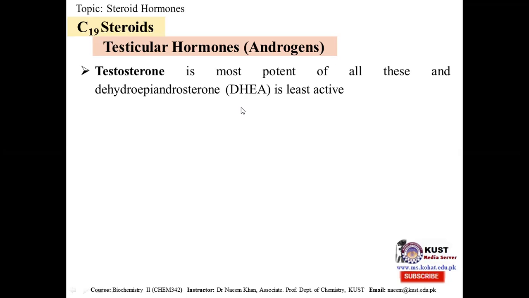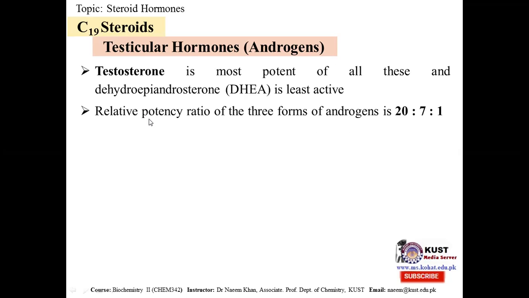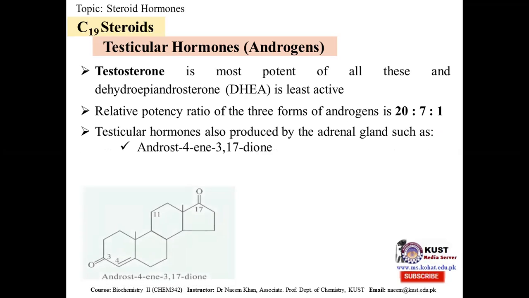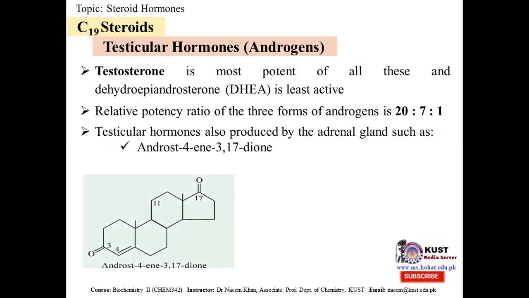The relative potency ratio of the three forms of androgen is 20:1. So it means testosterone has 20 activity, while dehydroepiandrosterone is 1. So testosterone has the highest biological potency. Testosterone-like hormones are also produced by the adrenal gland, such as androstenedione, 3,17-dione, which has this structure.